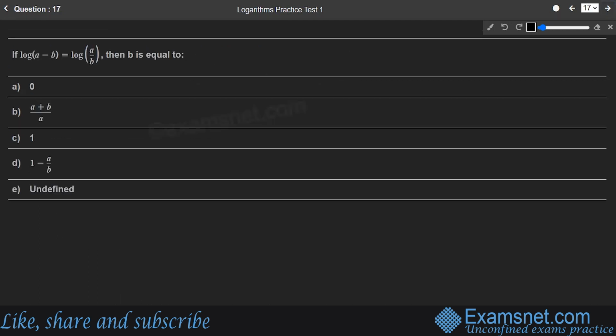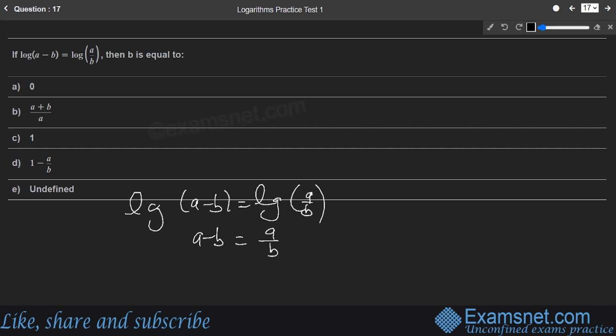Now, log a minus b is equal to log a by b, then b is equal to what? Okay, so let us try to compare this. Log of a minus b is equal to log of a by b. So we can use a property: if both the logs have the same base, they can be equated. So a minus b is clearly equal to a by b.